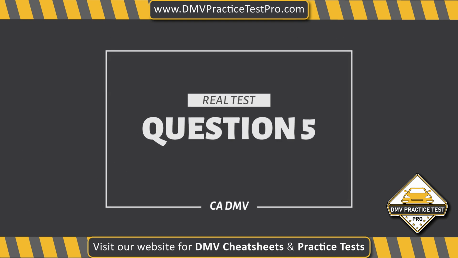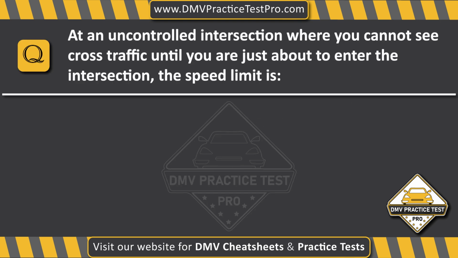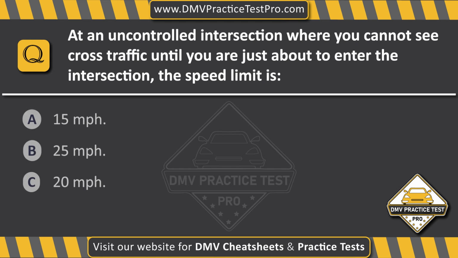Question 5. At an uncontrolled intersection, where you cannot see cross traffic until you are just about to enter the intersection, the speed limit is Option A, 15 miles per hour. Option B, 25 miles per hour. Option C, 20 miles per hour. The correct answer is Option A, 15 miles per hour.